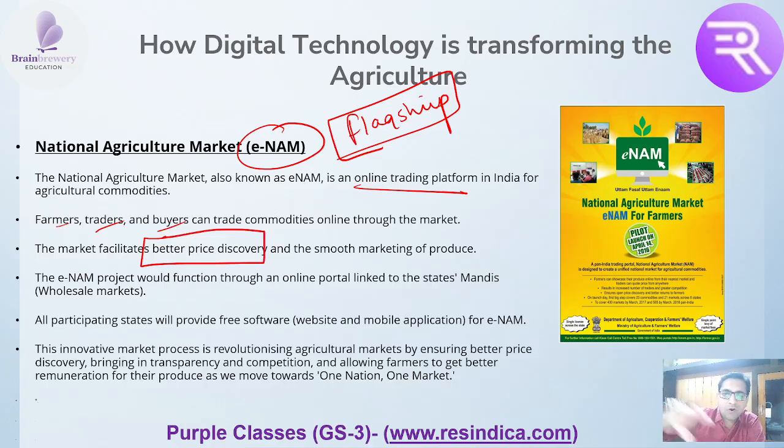Selling and buying will happen on the portal itself. At the same time, there will be direct benefit transfer of the money. If some buyer is buying something, he or she will directly transfer the money, so there will be no cash transactions happening. All participating states will provide free software and a website for eNAM. One nation, one market is the main motto behind its creation.